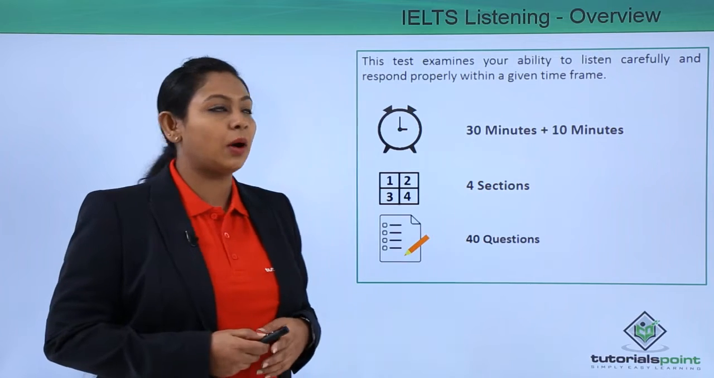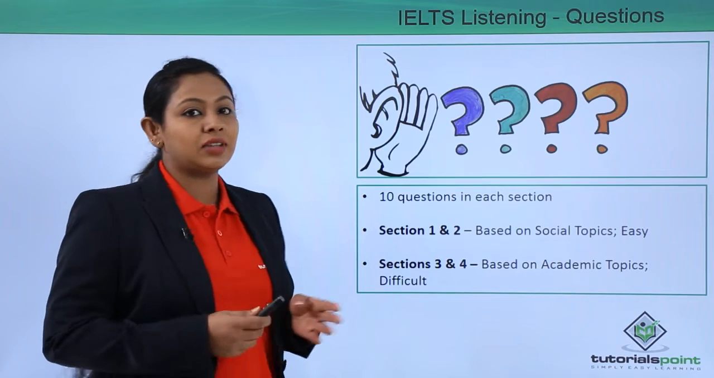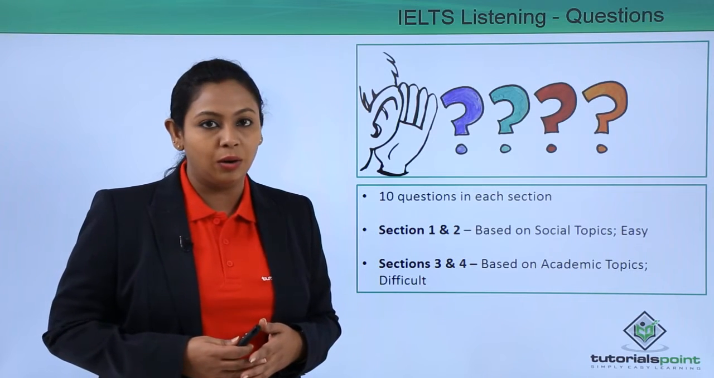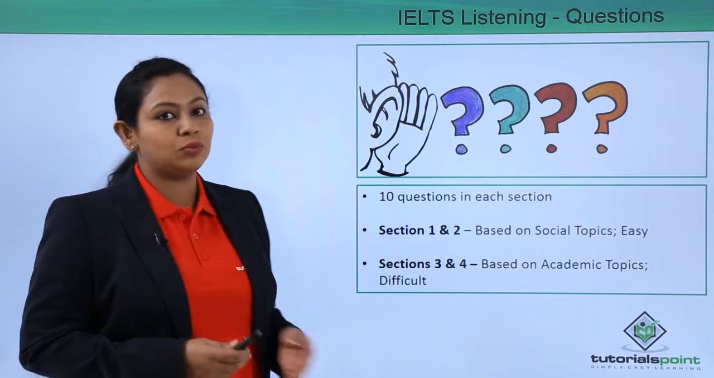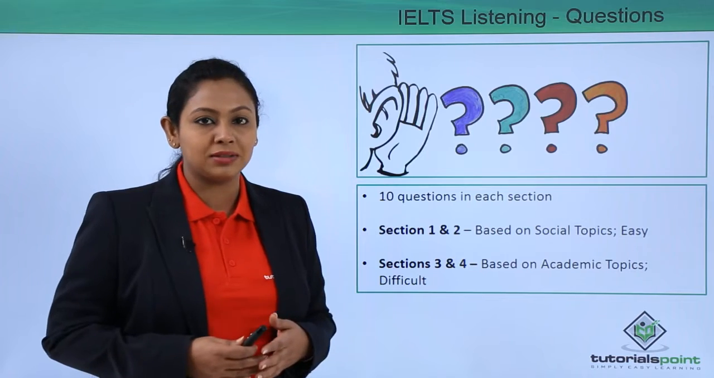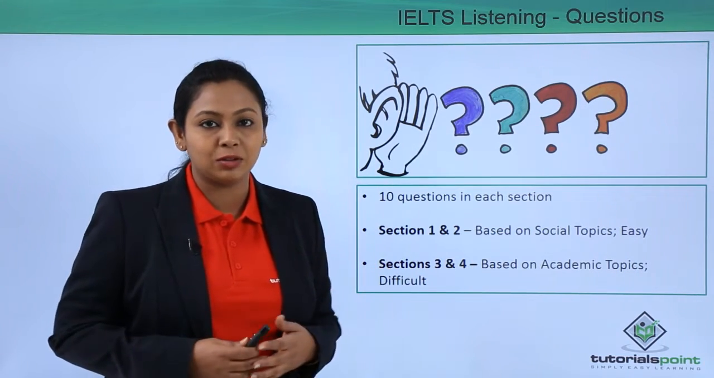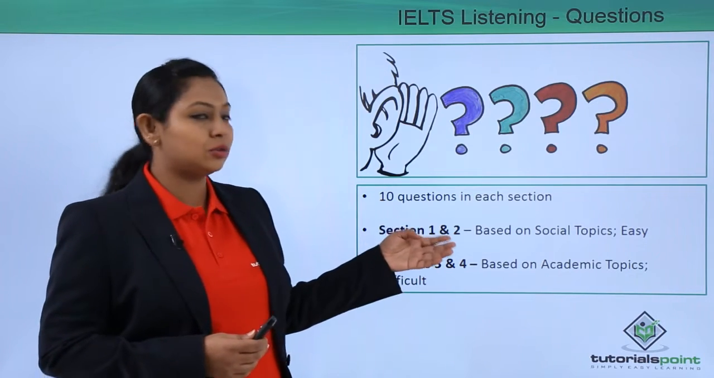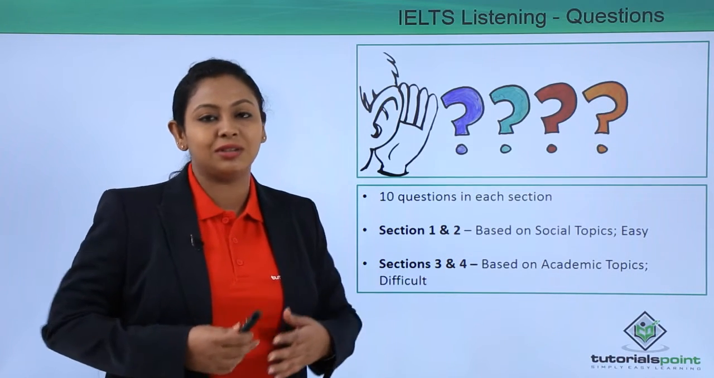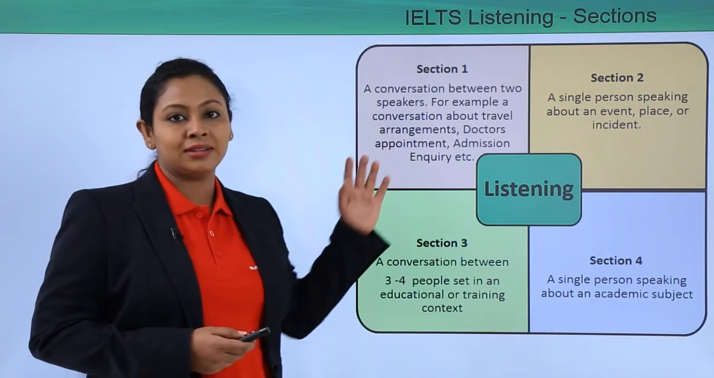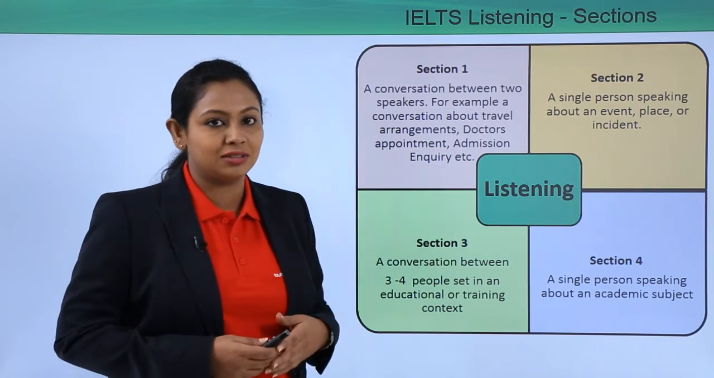Now let's have a look about the questions. You will have 10 questions in each section, which will sum up to 40 questions on a whole. Section 1 and section 2 will be based on social topics, whereas section 3 and section 4 will be based on some academic topics. Section 1 and section 2 are easier as compared to section 3 and 4. Having said that, let's have a look what you can get in each of your sections.